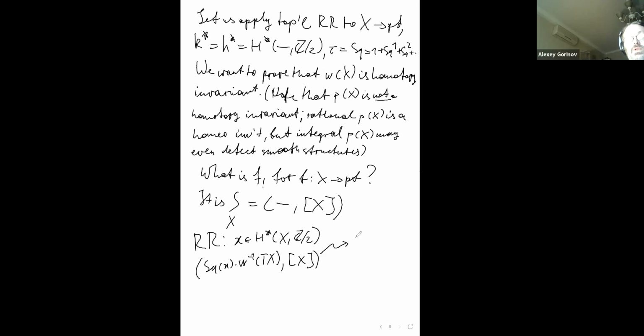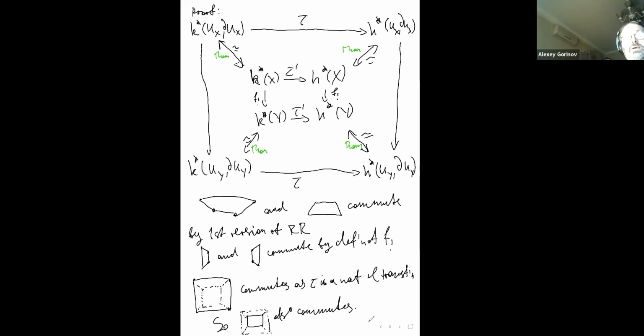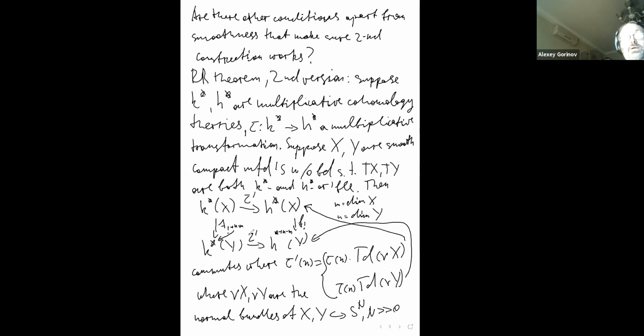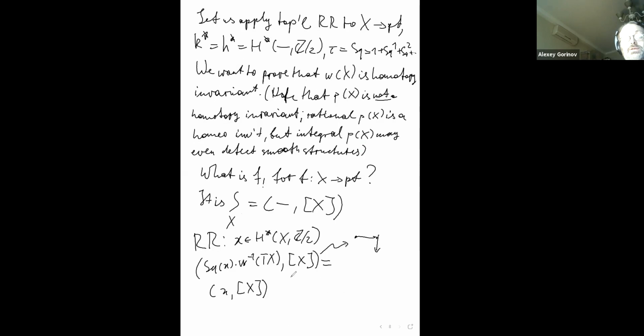So this is what happens when I go first to the left. No, sorry, first to the right and then down. The result is the same as when I take X, pair it with the fundamental class, and then basically, here y is a point, and this map tau prime is the identity. So I pair X with the fundamental class, and then nothing happens.